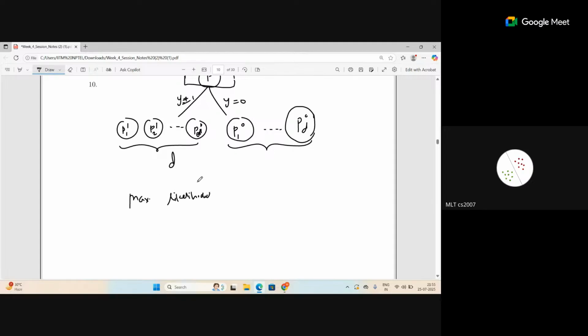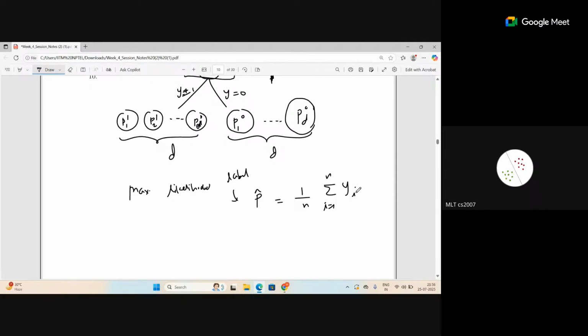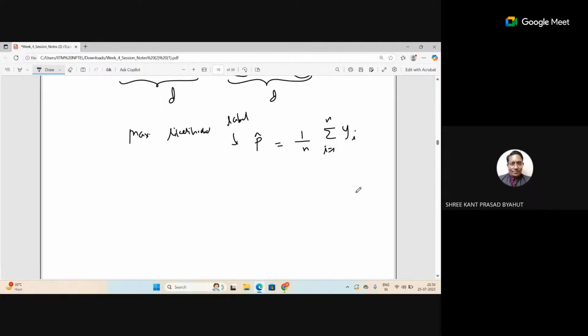So how many parameters do we need here? It's P here, D here, and D here, or 1 here, right? So 2D plus 1. For this P, whether that is spam or non-spam, this is the parameter for the label. P equals 1 upon n, summation of i equal to 1 to n. N is the number of data points, right? That is like the number of spam emails in the data set. That is my estimate there.